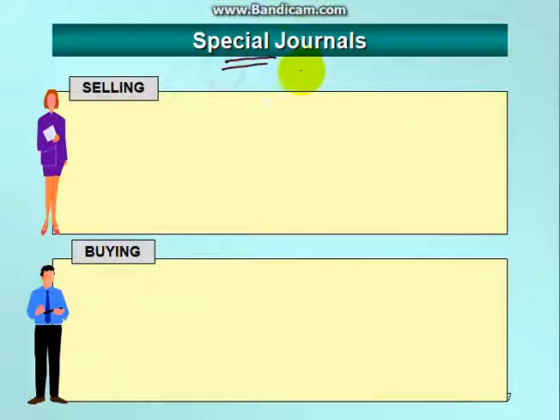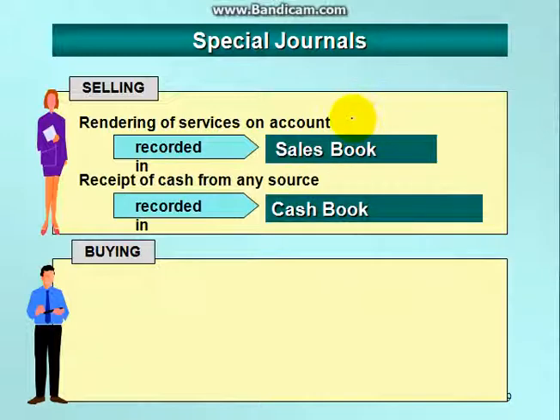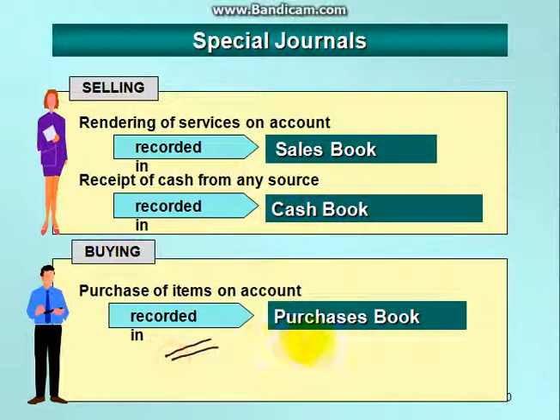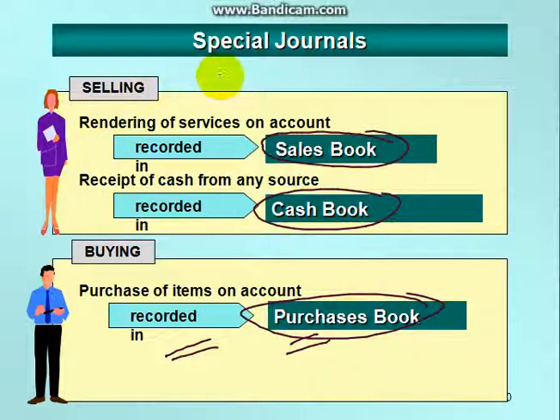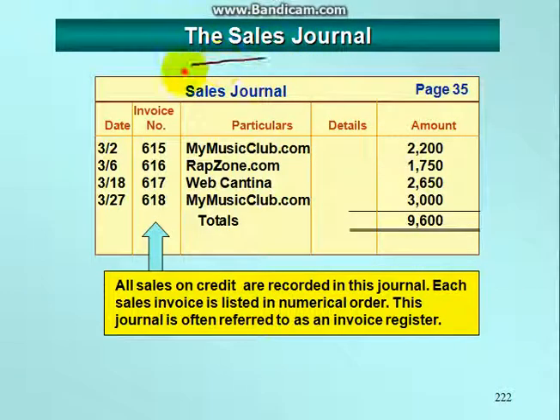Now we have special journals. First is selling and second is buying. How do we record them? Rendering of services on account is recorded in the sales book. If the receipt of cash is made, it is recorded in the cash book. If we have to buy, then we record it in the purchase book. So there are three different types of books: sales book, cash book and purchase book. For different processes, separate journals are prepared: sales journal, cash journal and purchase journal, and all these processes are recorded properly. So let us consider the sales journal.